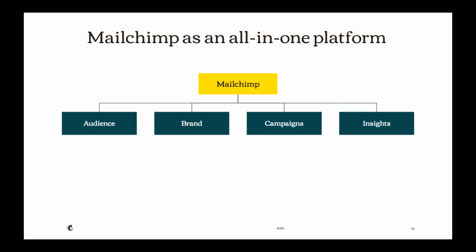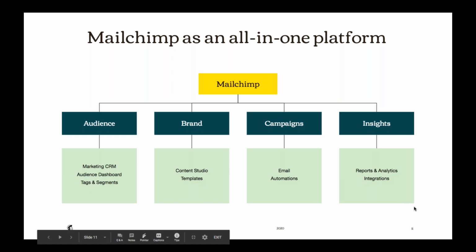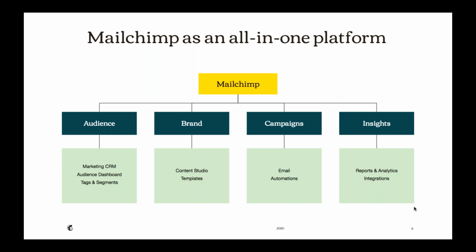The Mailchimp platform is made up of different sets of features that support each one of the key marketing needs for our customers. As you can see on this slide, Mailchimp supports your audience management needs with marketing CRM functionality, an audience dashboard, as well as tags and segments. The Content Studio and templates will help you meet key brand management needs, and regular email and automations are two of the most popular campaign types for reaching your audience. Making use of the reports, analytics, and integrations that Mailchimp offers puts powerful insights at the click of a button.